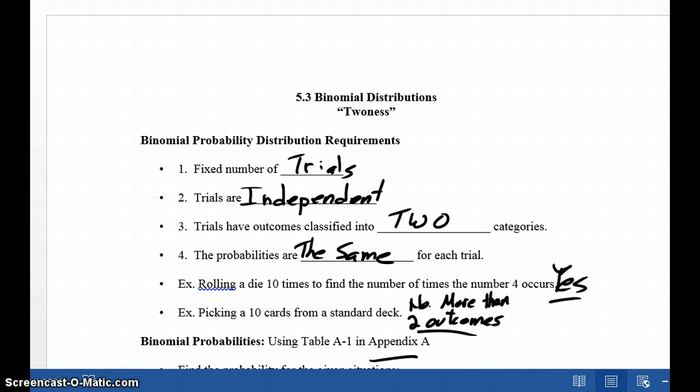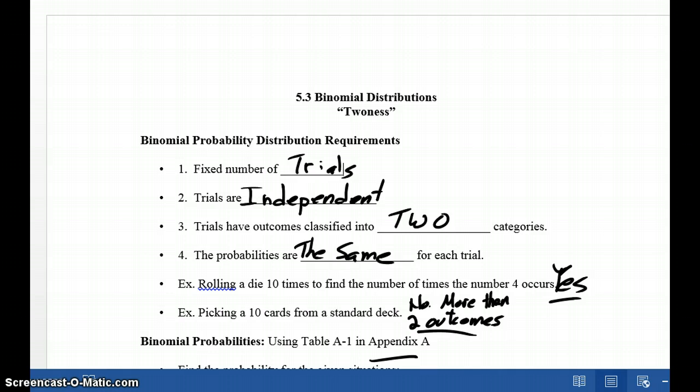There are four requirements that are needed to have a binomial probability distribution. The first is that you have a fixed number of trials. Those trials are all independent, so one does not impact the outcome of the next. The trials are classified into two categories, for example, success, failure, make, miss. The probabilities are the same for each trial, so if one trial has a 30% chance of success, the next one has a 30% chance of success, and so on.